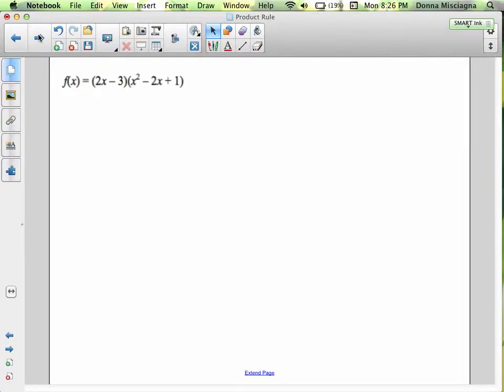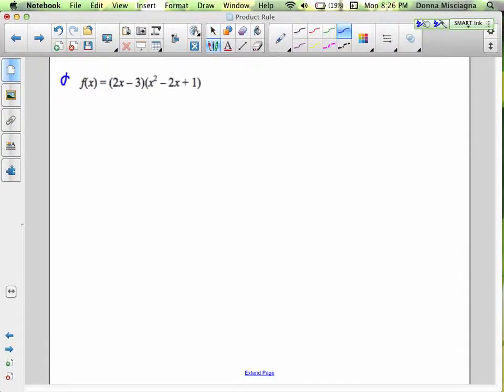All right, so we're taking the derivative of our function. I like to do my work off to the side here. A little reminder on the product rule: if we have the derivative of a product, it's going to be the first times the derivative of the second, plus the second times the derivative of the first.